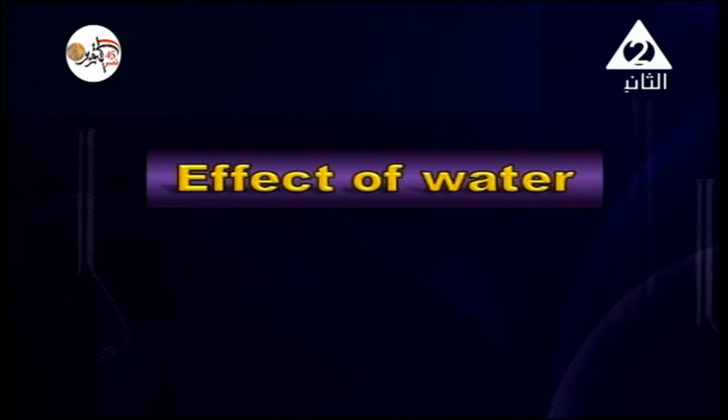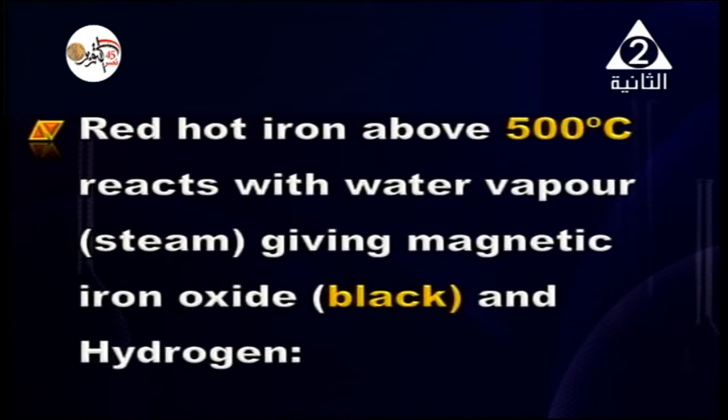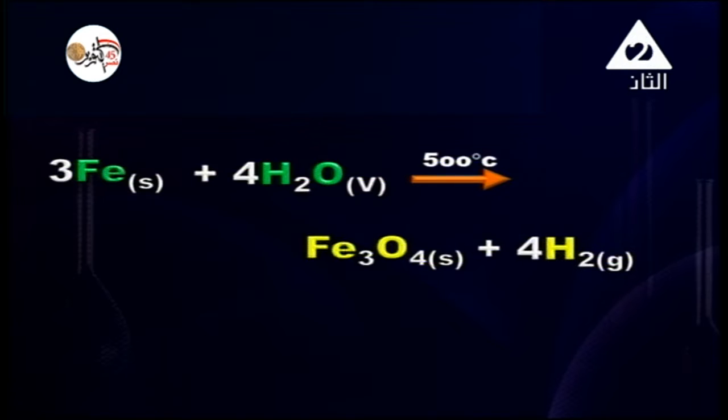The effect of water on iron. Red hot iron above 500 degrees Celsius reacts with water vapor or steam, giving magnetic iron oxide, which is black iron oxide, and hydrogen gas is produced. As the equation on the screen shows, 3Fe plus 4H2O at 500 degrees Celsius gives Fe3O4 and 4H2. That means that hydrogen gas is produced.